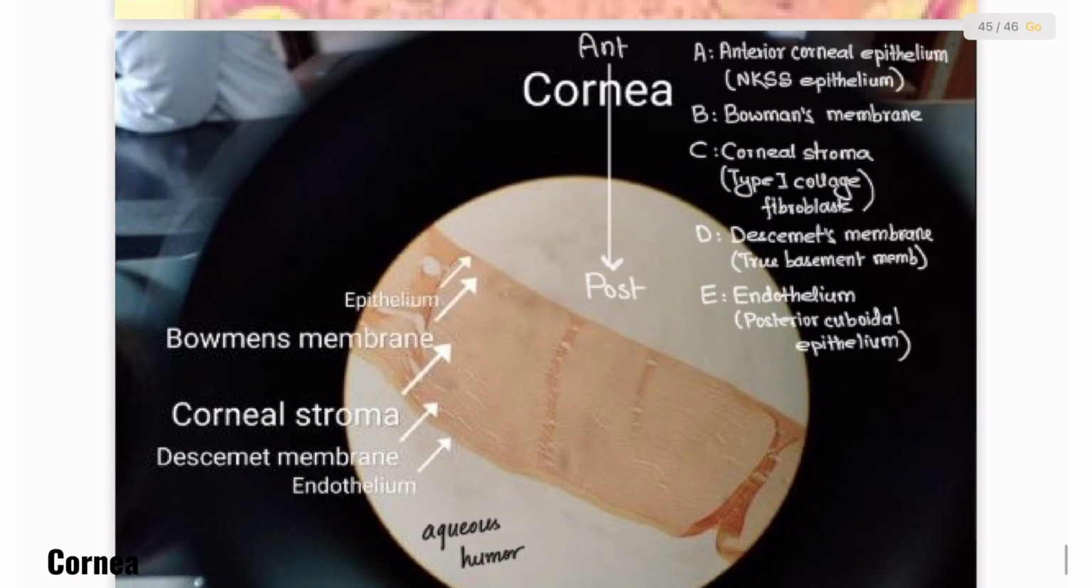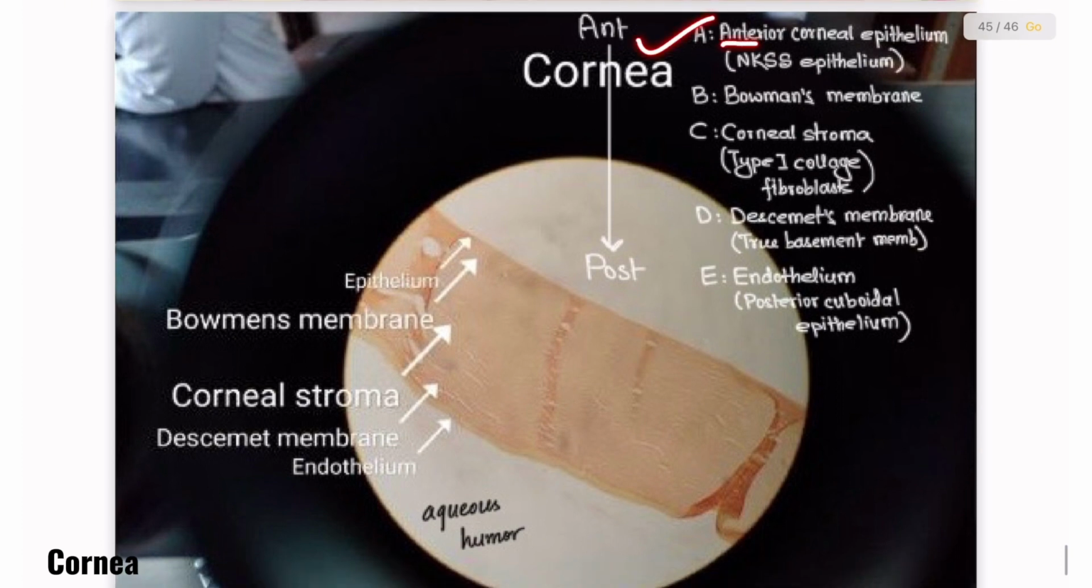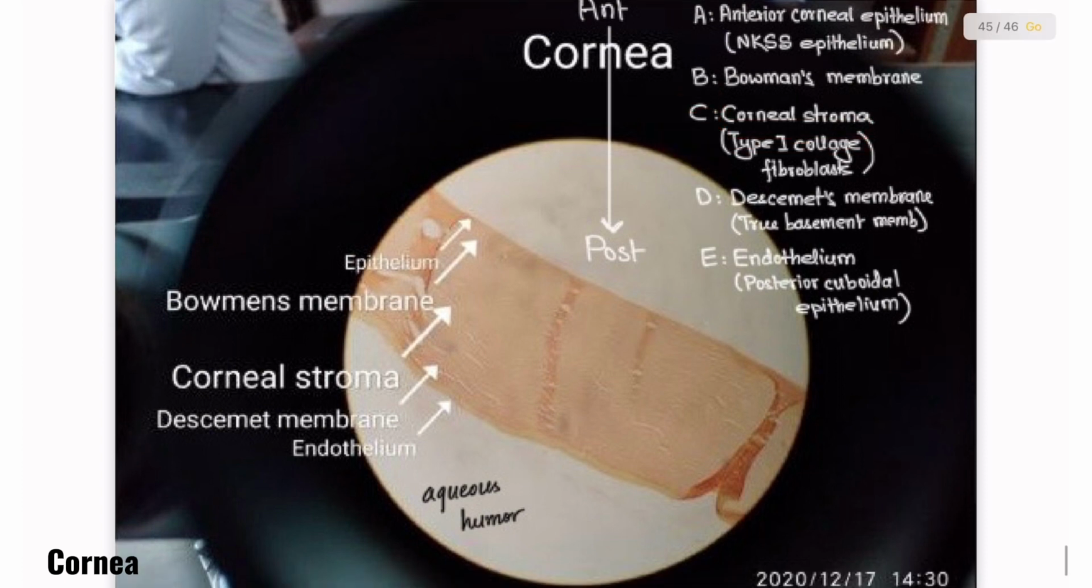Again, what are the layers? A for anterior corneal epithelium made up of non-keratinized stratified squamous epithelium. B for Bowman's membrane. C for corneal stroma made up of type 1 collagen. Since there is collagen, there are obviously going to be fibroblasts as well. D for Descemet's membrane, which is the true basement membrane. And E for endothelium, which is the posterior layer of cuboidal epithelium.